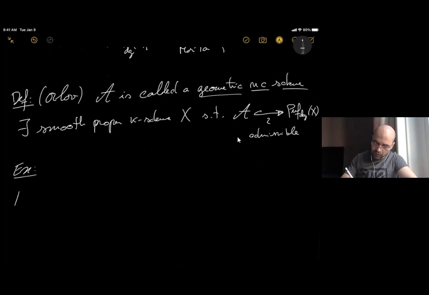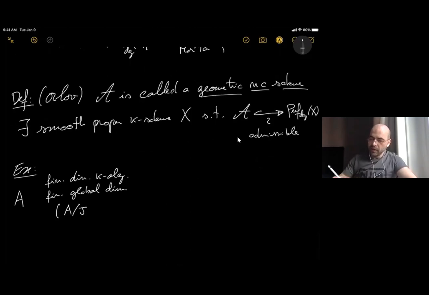So suppose that you have an algebra which is finite dimensional, and suppose that it's of finite global dimension. And let's assume also that when you mod out by the Jacobson radical, the quotient is separable. So this is always the case if your base field is perfect, for example, characteristic 0. Okay.